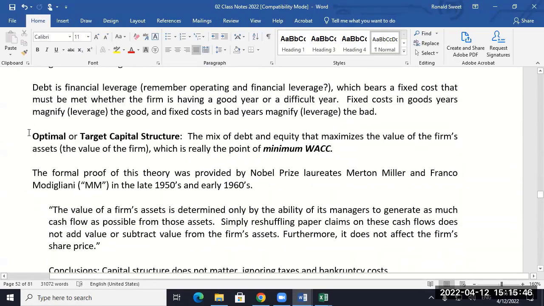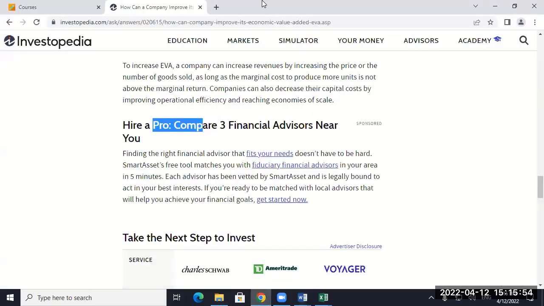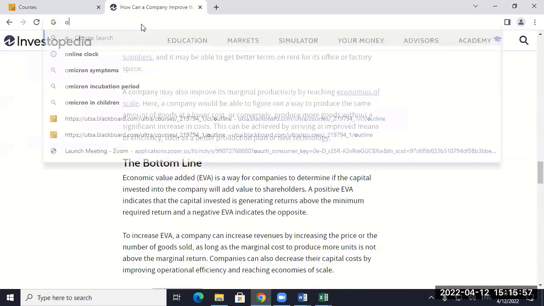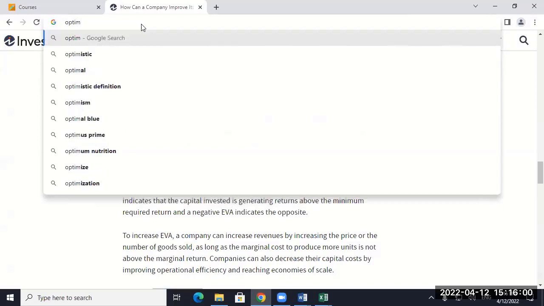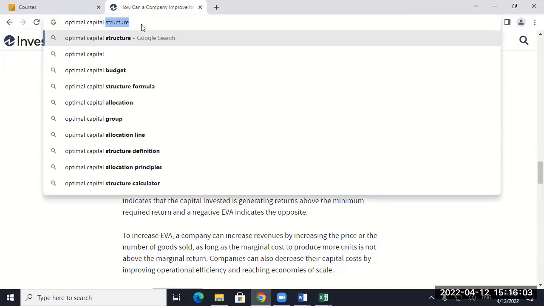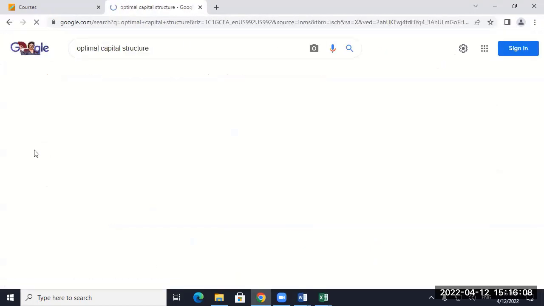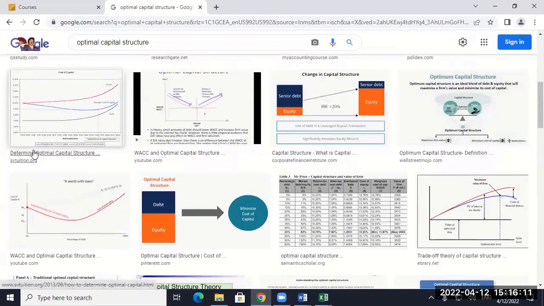If you want to read ahead, you can type this into Google and you'll see some of the charts that we're going to use. You just say optimal capital structure. And when you do images, you're going to see some of the images that we have. On the exam, I'm going to give you one of these images, and you're going to have to label it and explain it. There are two types. There's one type where the lines go up, and one type where the line goes down. You'll have to be able to figure out which one's which. So that's where we're headed.